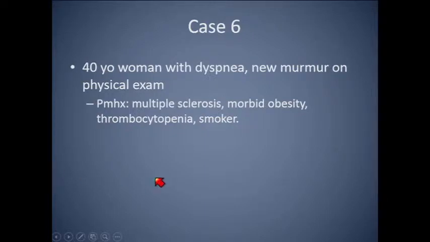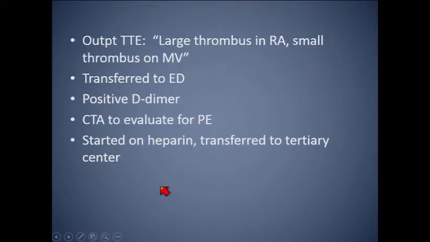40-year-old, basically healthy, morbidly obese, and a smoker. Okay, so maybe not so healthy, who had a new murmur on physical exam. So she had an outpatient transthoracic echo done, and they read it out as she has a large thrombus-like mass filling her RA.